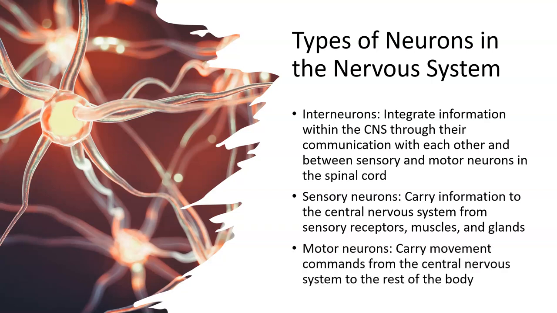Motor neurons are specific to carrying commands for movement from the central nervous system to the rest of the body. So say, if you think to yourself, I'm going to move my left hand and place it flat on the table, your brain will send messages through those motor neurons so that you can enact that command. When the motor neurons are destroyed, or when disease affects them negatively, that can interfere with your capacity to carry out those commands.